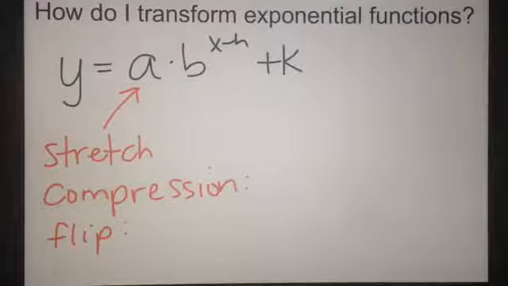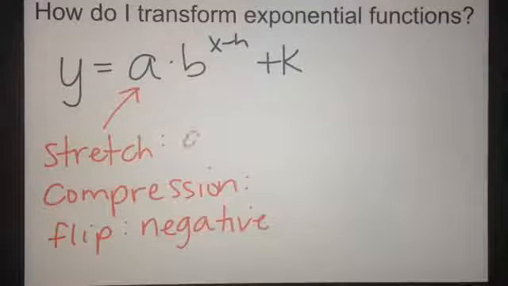So remember, flips are anytime you have a negative number. A stretch is going to be when |a| is greater than 1. And I'm going to go ahead and put absolute value signs around this. It technically should always have been there.